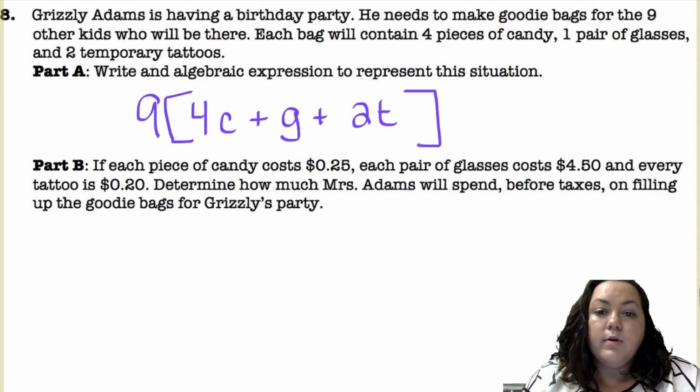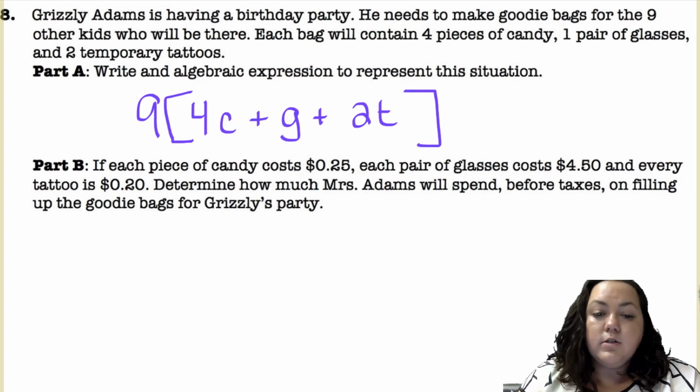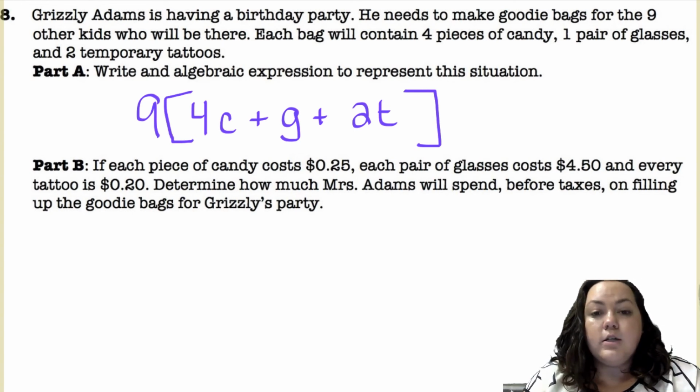All right, so we're doing 9 goodie bags. In each goodie bag, I have 4 pieces of candy, so 4 times c, 1 pair of glasses, so 1g. You could put the 1 there if you want, you don't need to, and 2 tattoos, so 2 times t. So there's my expression.